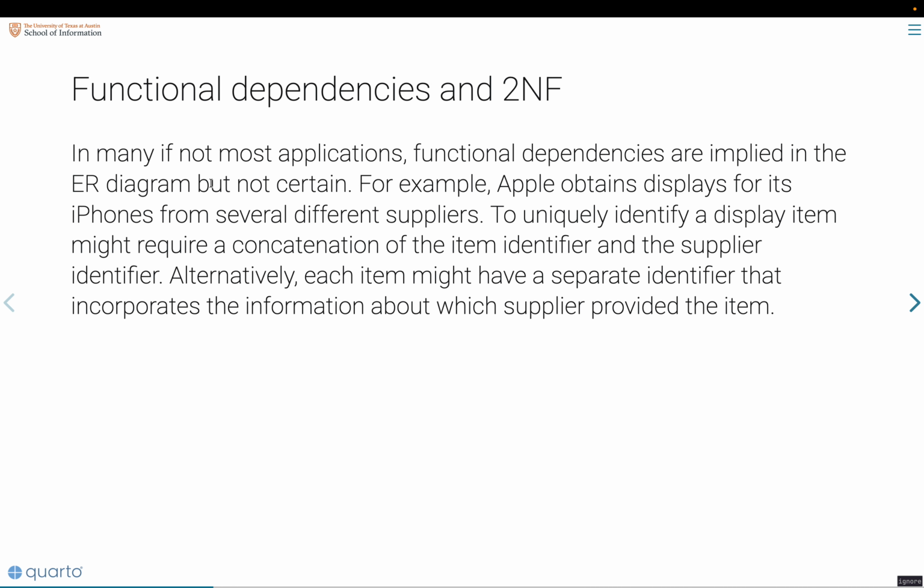In many, if not most applications, functional dependencies are implied but not certain. So for example, in real life, Apple, the computer maker, obtains displays for its iPhones from several different suppliers. To uniquely identify a display item might require concatenation of the item identifier and the supplier identifier. Or each item might have a separate identifier that incorporates the information about which supplier provided the item, which is actually how they do it at Apple.